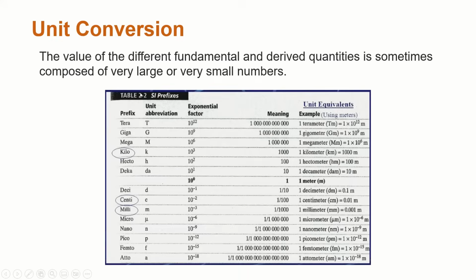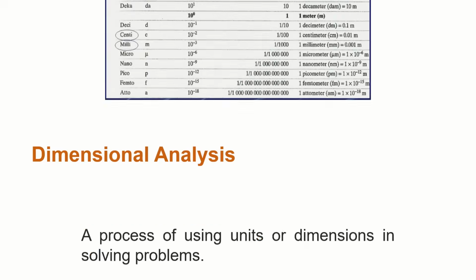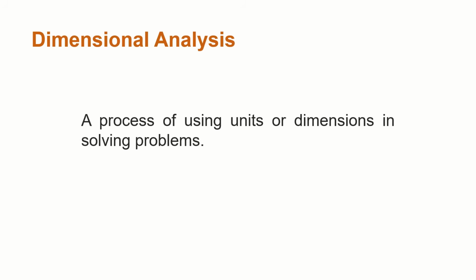So how do we convert from one unit to another unit? Units describe the different dimensions of the measured object. Therefore, to convert from one unit to another, we need to perform dimensional analysis. Dimensional analysis is a process of using units or dimensions in solving problems. A basic application of dimensional analysis is unit conversion, where we equate the value of a certain unit to its equivalent in other units of the same physical quantity.